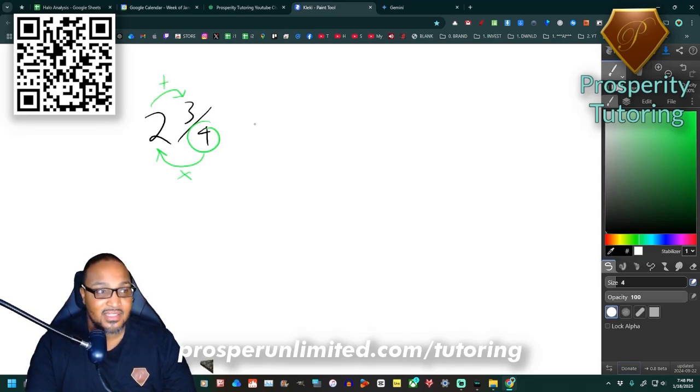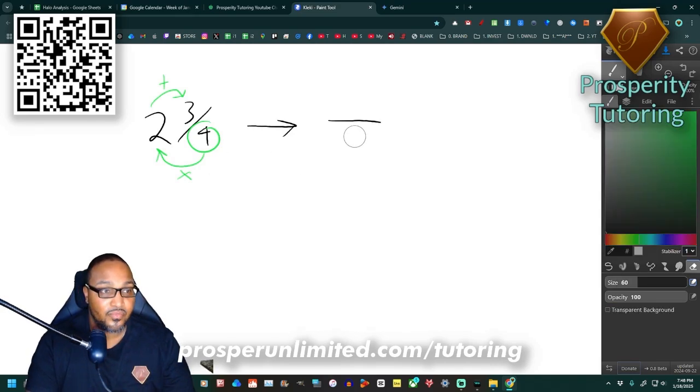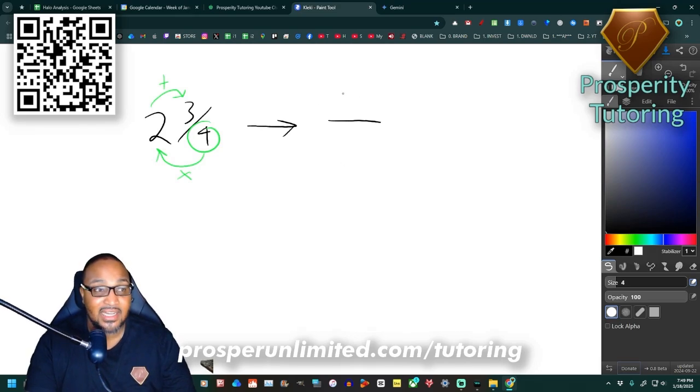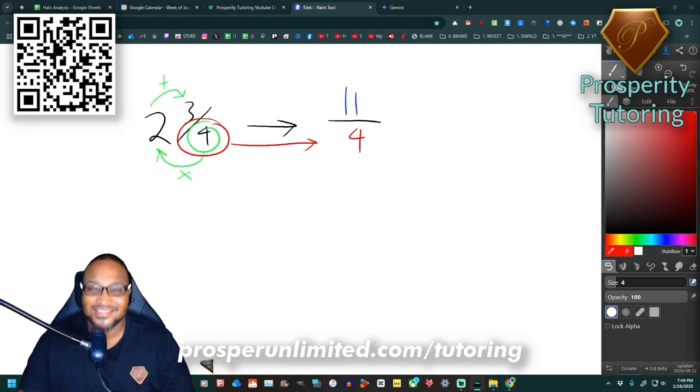So let's make it make sense. Let's make it work. We're going to take the 4 and multiply it by the 2, which is going to give us 8. And then we're going to take that 8 and add it to 3, which is going to give us 11. Now here's the key. We're going to put that 11 in the numerator. However, we're going to keep that same denominator. And so we just converted a mixed number into an improper fraction.